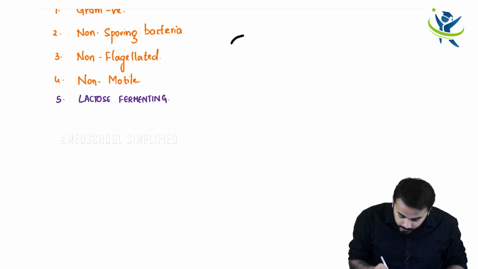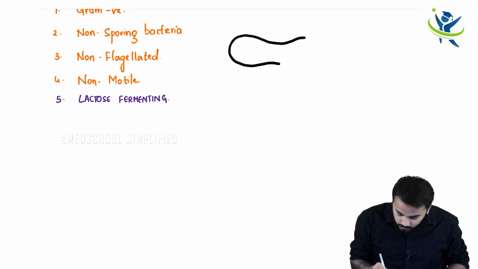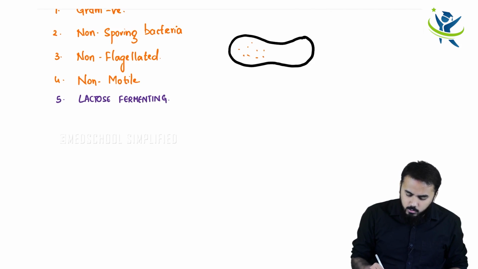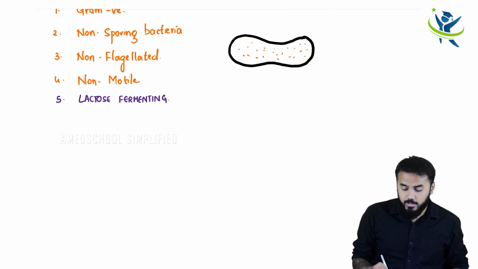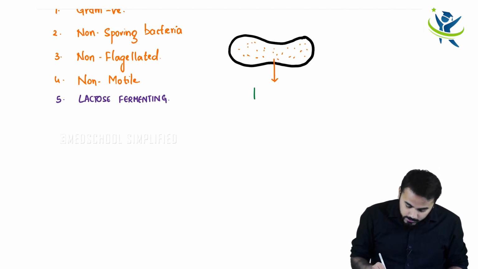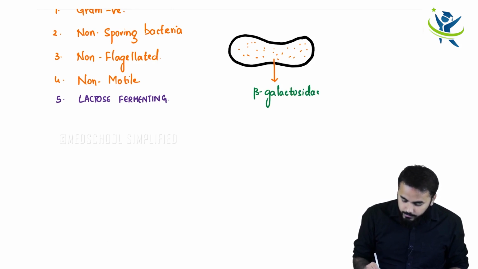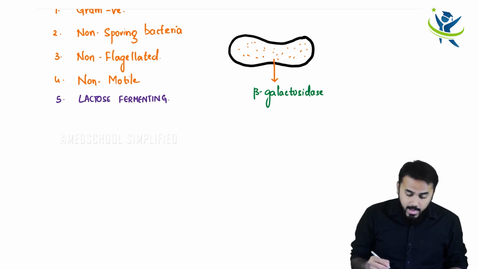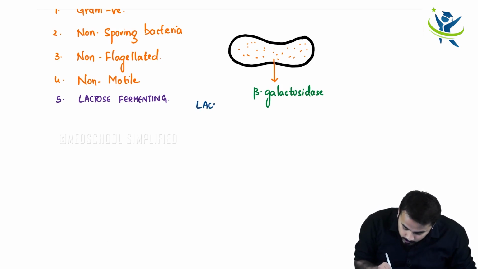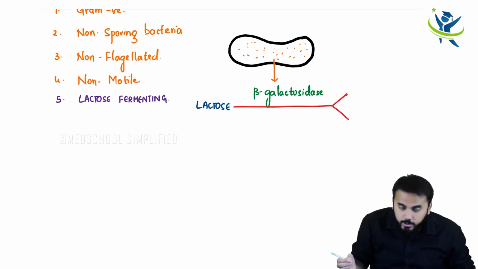Now what do you mean by a lactose fermenting bacteria? For example, this is a bacteria over here, right? Let us say this bacteria has its own cytoplasm, and within the cytoplasm you have very good enzymes, and this bacteria releases an enzyme called beta galactosidase. And what does this beta galactosidase do? This beta galactosidase will convert lactose.